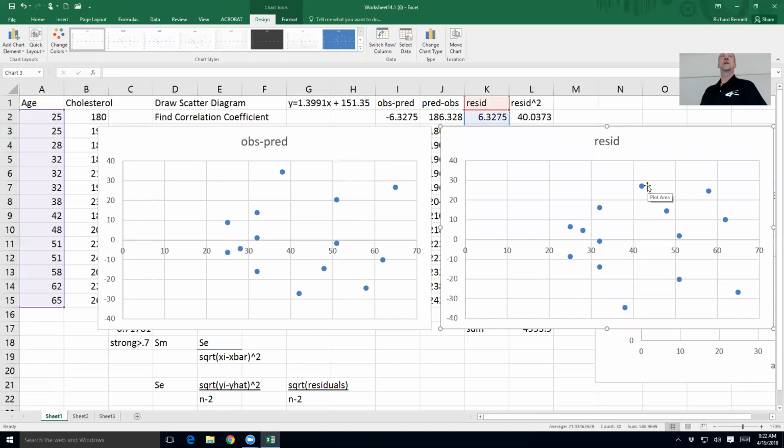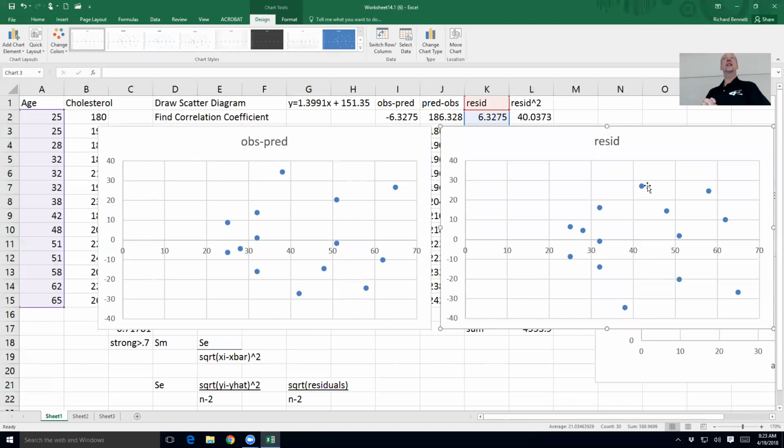Sean's giving me the thumbs up. So who says it's a null plot? 1, 2, 3, 4, 5, 6, 7, 8, 9. Who says it's not a null plot? Nobody? Okay, so 9 of you were willing to stick your neck out. The rest of you, no. Okay, so yeah, I'd probably say that's a null plot.